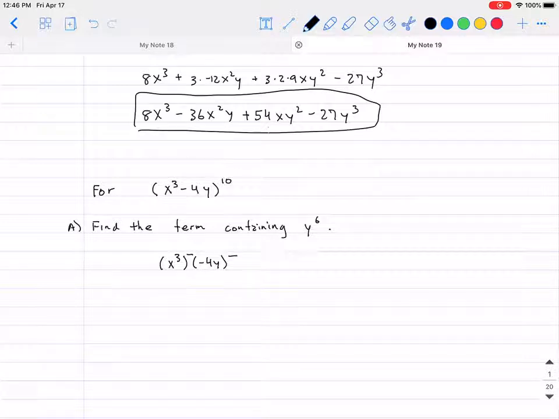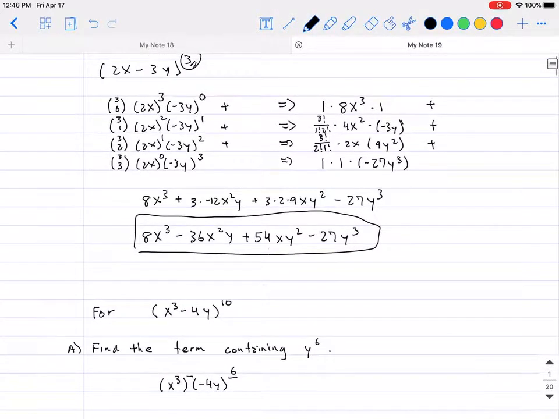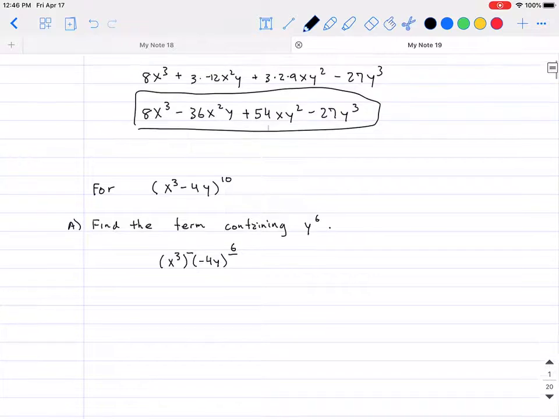Well, since the problem says that I need to find a term that contains y to the 6th, then I know the exponent for this part, negative 4y, has to be to the 6th power. And according to our rule of what we said earlier, the sum of the exponents that I introduced right now is going to be equal to 10, which is the exponent of the original binomial expansion, then that means that this guy right here is going to be to the 4th power.